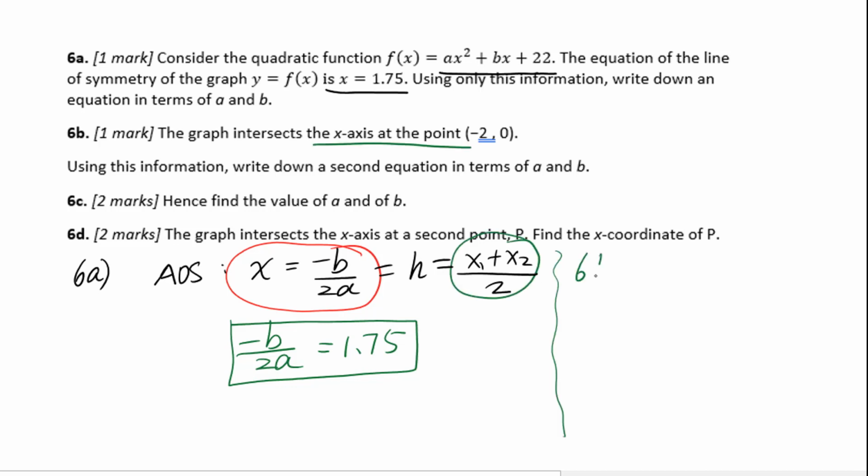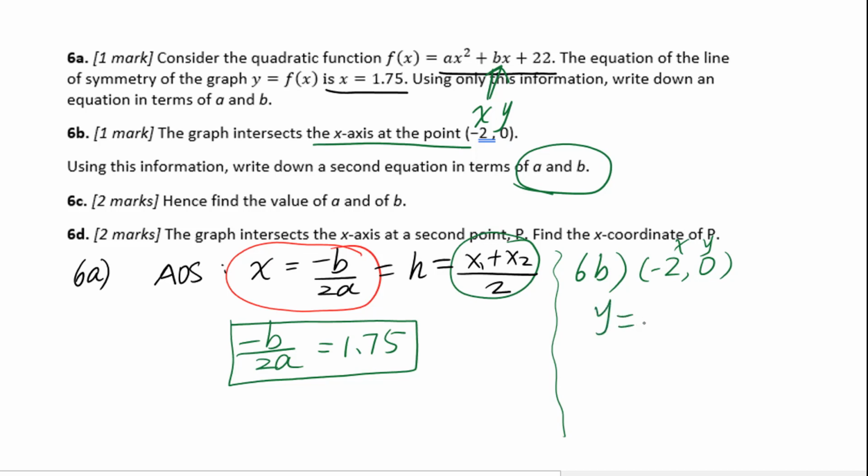Let's go to 6b. The graph intersects the x-axis at the point negative 2, 0. Using this information, write down a second equation in terms of a and b. Whenever you are given coordinates, this is x and y, we just need to plug into this function. So you have negative 2, 0. This is x, this is y.